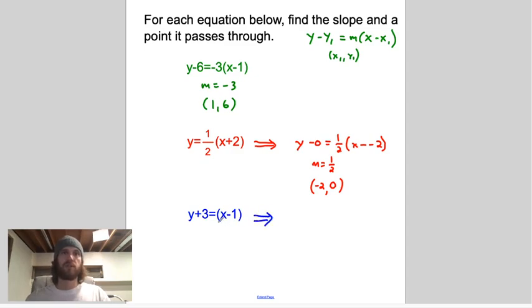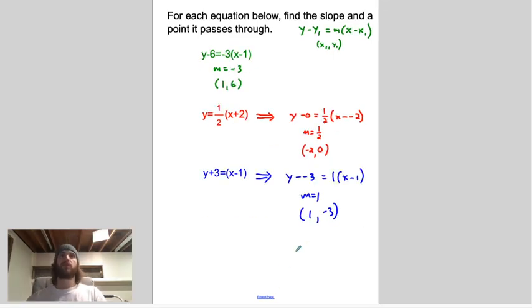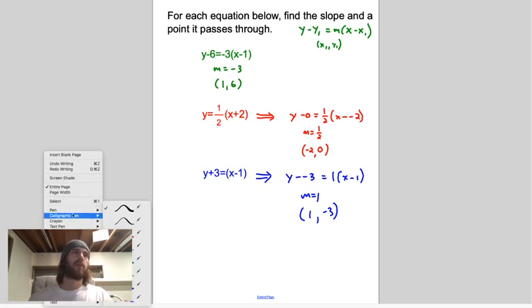It's not going to make a huge difference, but we do have this plus sign here, so we can think about that as y minus negative 3. We want to write it as a subtraction, equals 1 times x minus 1. Okay, now it looks like this form, so we can say our slope is 1, and the point that it passes through is x, we're subtracting 1, y, we're subtracting negative 3. Beautiful. Okay, if you want to try one on your own, I'm just going to make one up real fast.